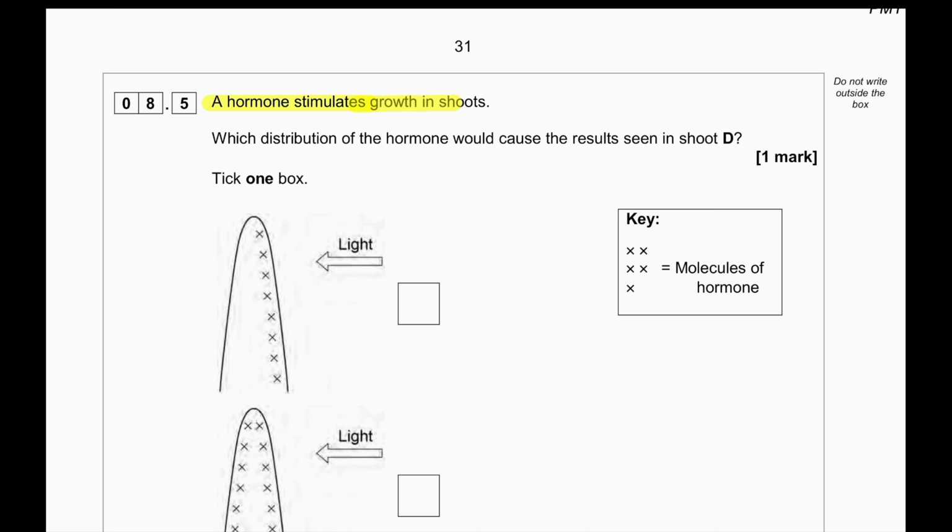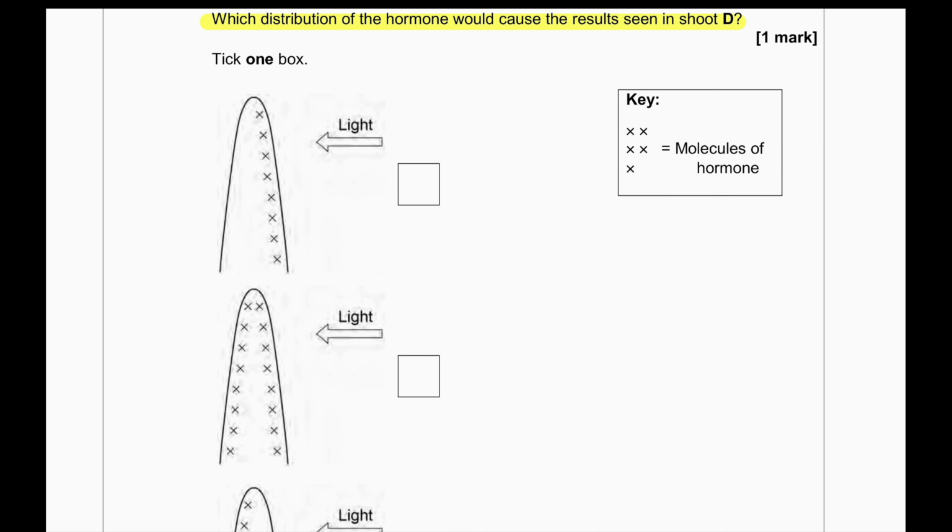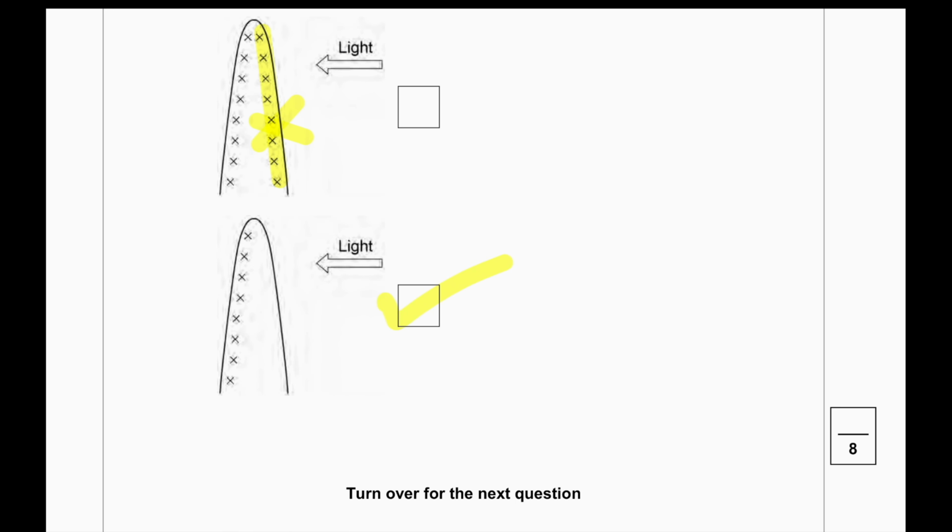A hormone stimulates growth in shoots. Which distribution of hormone would cause the results seen in shoot D? So whenever light is hitting from a particular direction, the hormone will accumulate on the darker side. So this one is not correct. The hormone will not be present on the side where there is light. So this one will be correct because the hormone is present on the darker side.